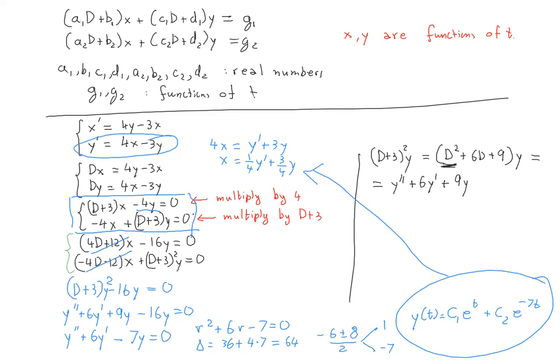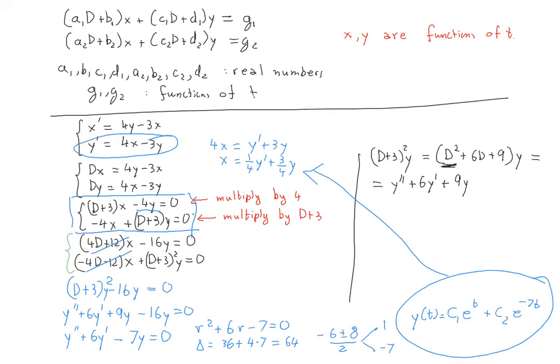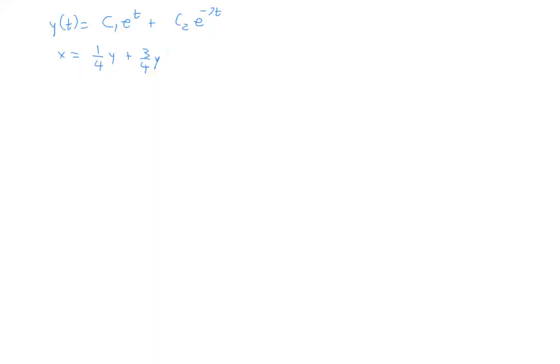So we're going to take this y and plug it in there. Allow me to change page and remind you that y of t was c1 e to the t plus c2 e to the negative 7t, and x was equal to 1/4 y plus 3/4 y prime. Oops, was it this way or was it the other way? Let me see. The other way. Sorry about this. So the prime should go here. Okay, so now we're going to plug them in.